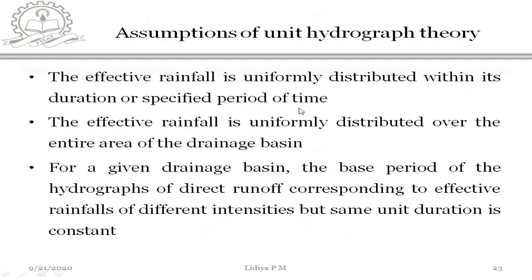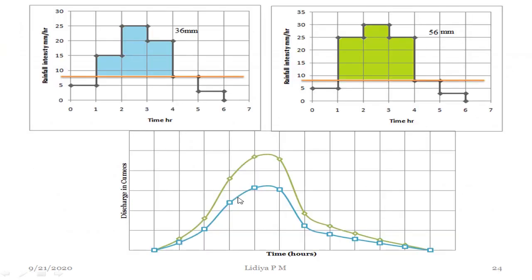So here, same unit duration, but intensities are different. Then the base period of the hydrograph is constant. If you draw the hydrograph due to this rainfall, you will get a hydrograph like this. Similarly, if you draw the hydrograph due to this rainfall, you will get this one. So from that, the base period is approximately constant. We take it as constant. This is the assumption.